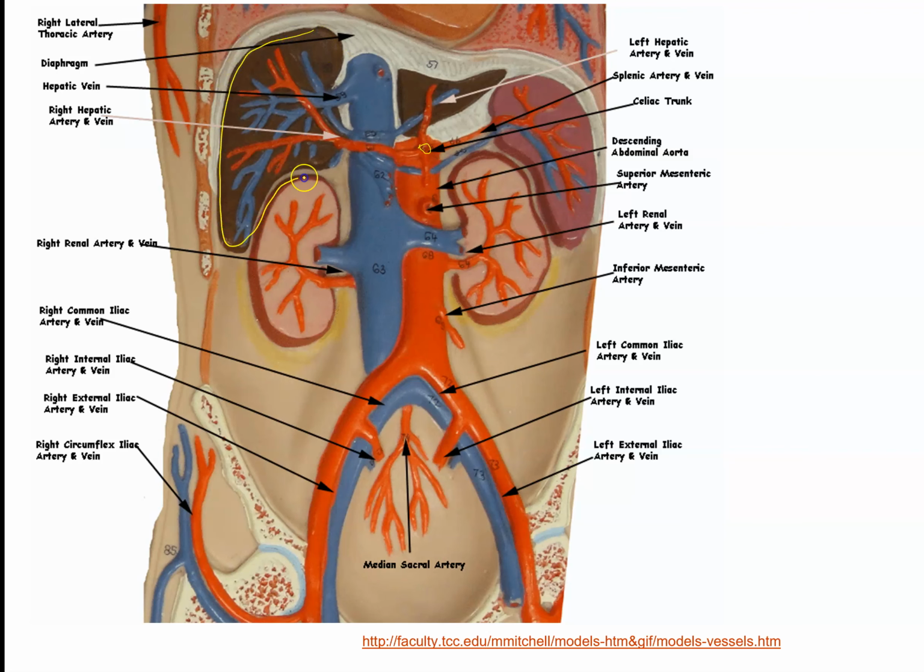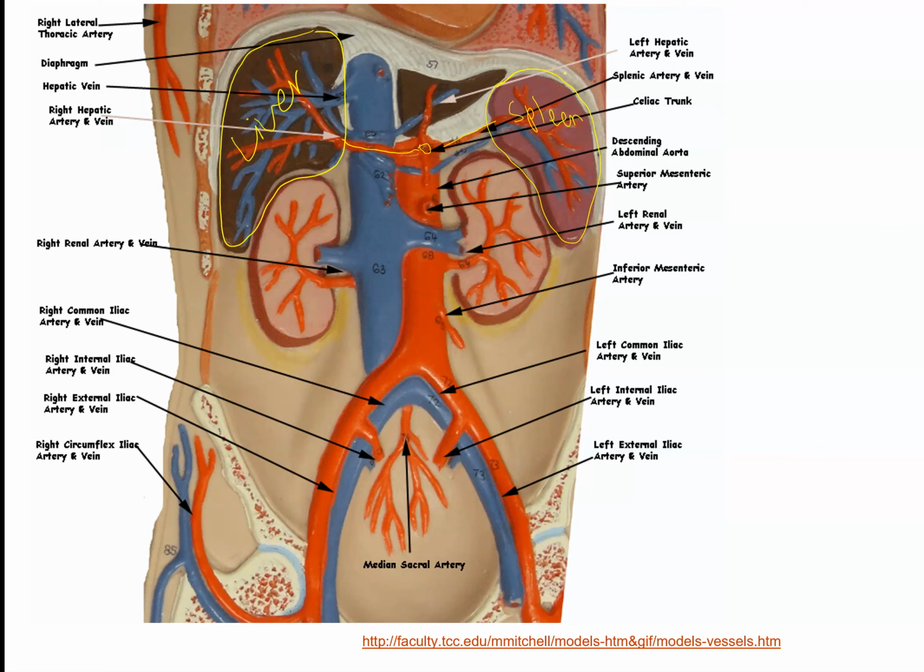This is your liver on your right hand side of your body. So this is your hepatic artery. And then this is your spleen on the left-hand side of your body. So that's your splenic artery.